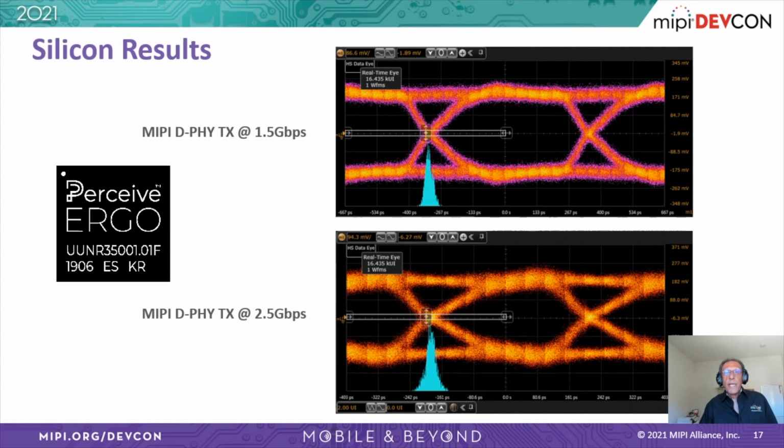Here you see eye diagrams of the TX IP running at 1.5 gigabit per second per lane and 2.5 gigabit per second per lane. Perceive achieved first-time success with the Mixel IPs and is now in production.